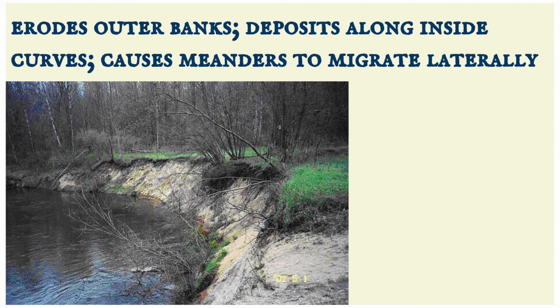At a meander, a stream actively erodes its outer banks and deposits materials along the inside curves. This causes meanders to migrate laterally, or side to side, over time. This stream has deposited larger materials such as gravel and pebbles along the inside curve of its meander.